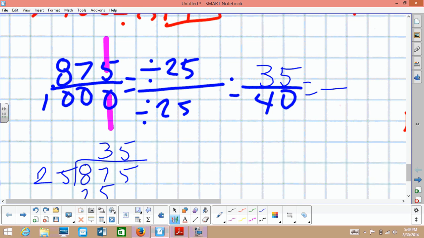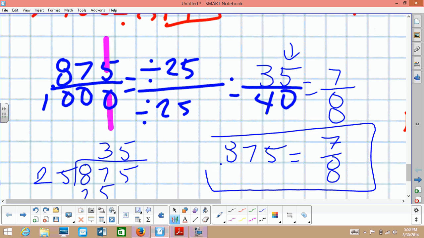And that number is still big, both of them, so we can still reduce. Now all you have to do is see if you can divide both by 5, and you can. 35 divided by 5 is 7. 40 divided by 5 is 8. So we can say that 0.875 equals 7 over 8.